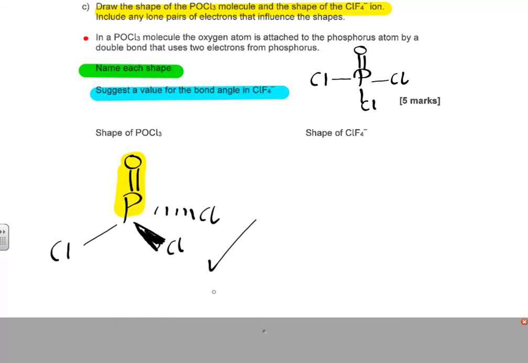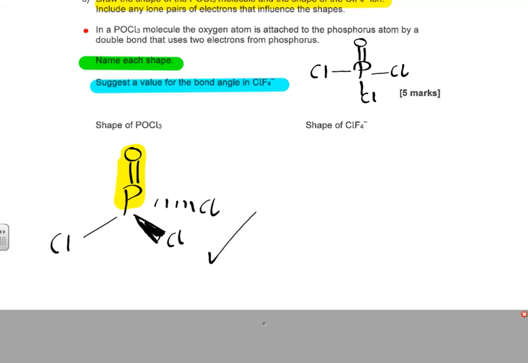Now with the ClF4- ion, we're on to a bit more familiar territory, and you may have been taught a little formula to help you determine shapes. We'll review that now as a piece of working and as a helpful tool.